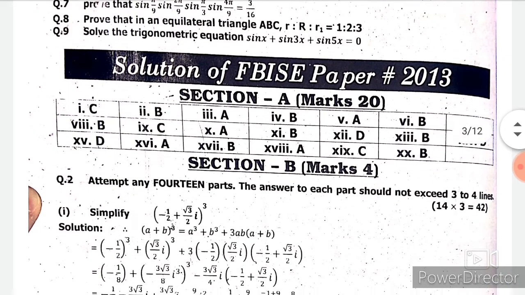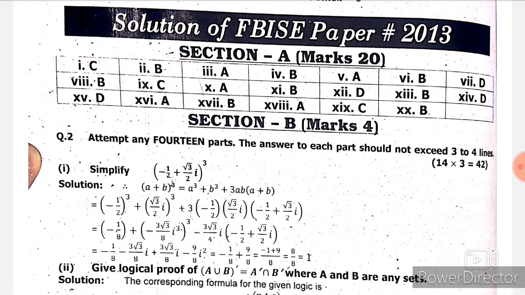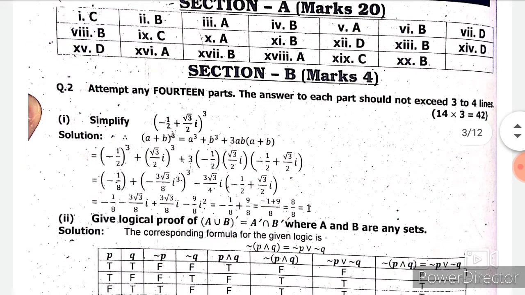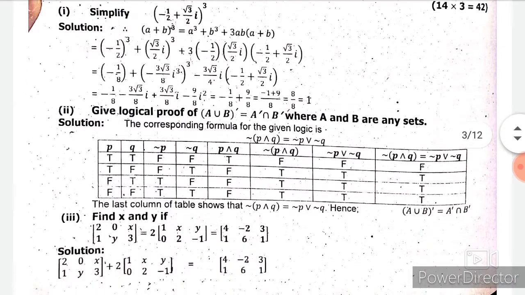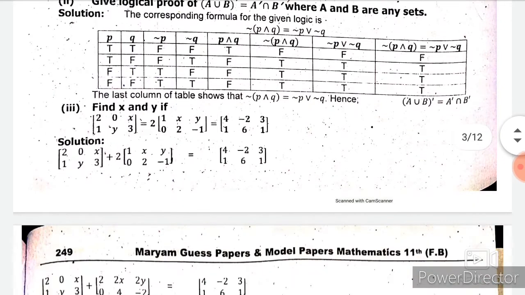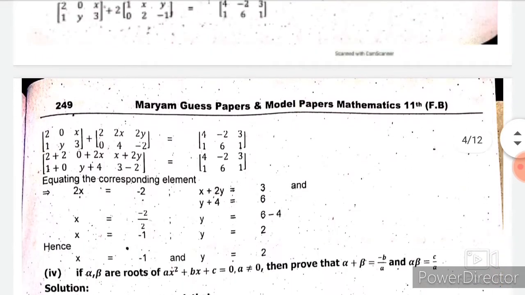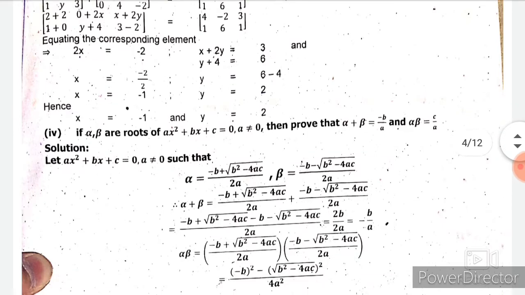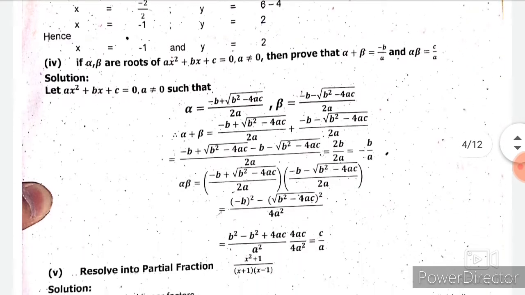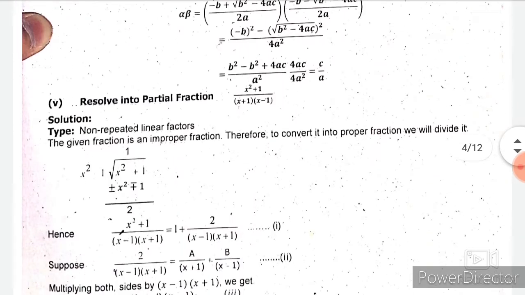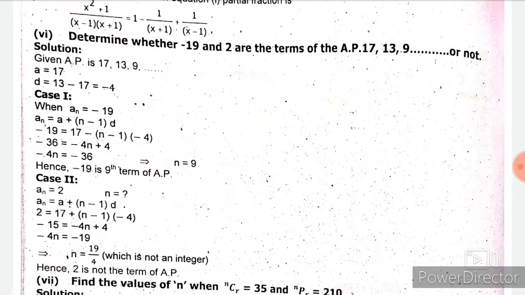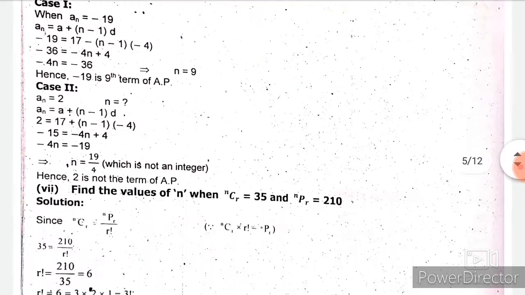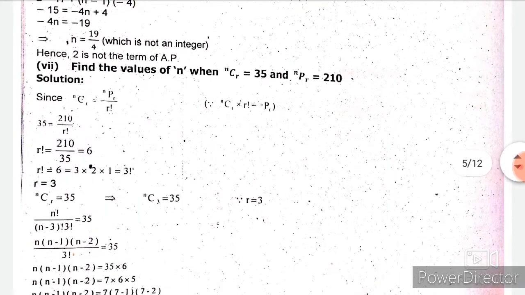Now Section B, which contains 40 marks. Question number 2, part 1 is from chapter number 1. Part 2 is from chapter number 2. Part 3 is from chapter number 3. Part 4 is from chapter number 4. Part 5 is from chapter number 5. Part 6 is from chapter number 6. Part 7 is from chapter number 7.